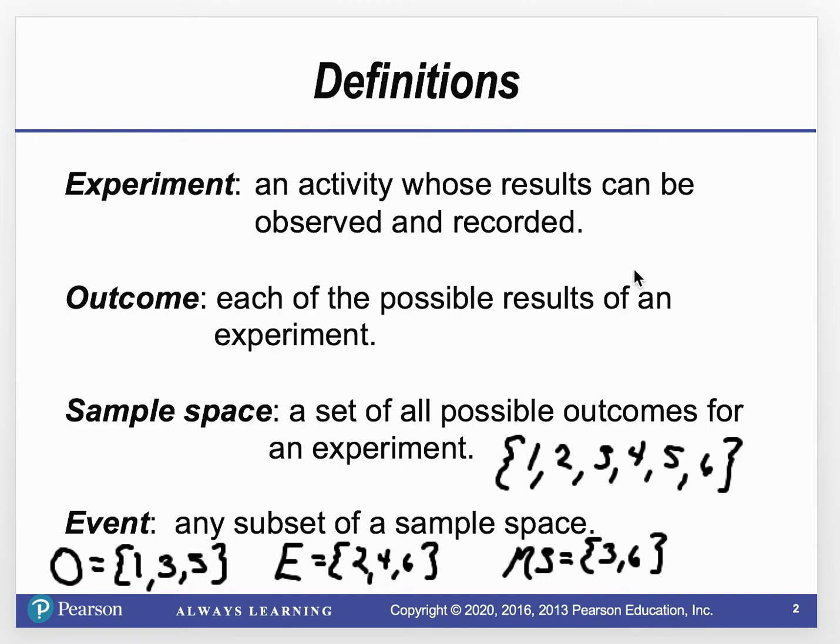Okay, so the experiment would be the actual rolling of the die. Outcome, what you actually roll when you do the experiment. Sample space, anything that's possible, and events, what you're interested in seeing if you roll.